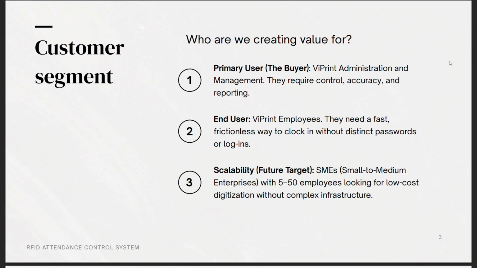In the customer segment, we will talk about who we are creating value for. In the first place, we have the primary user, the buyer, the Viprint administration, to get an easier way to control and manage the entrance of the workers. The end users, Viprint employees, we talked about them in the previous point. It's important to them to have a good way to check their entrances. Scalability: this application is easy to grow and use.